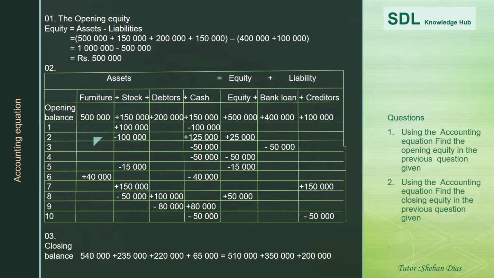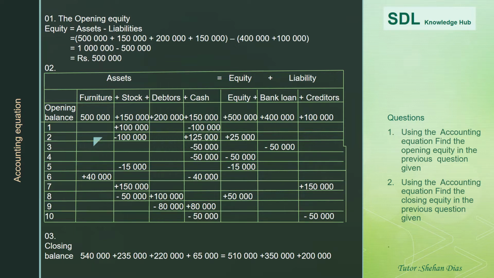Then paid salaries for 50,000. So cash will reduce by 50,000 and expenses, which will reduce equity. So equity reduces by 50,000. Then the owner did a stock drawing, took for his personal use. So stock will reduce by 50,000 and the owner's amount, that is equity, will reduce by 15,000 because of the drawing.